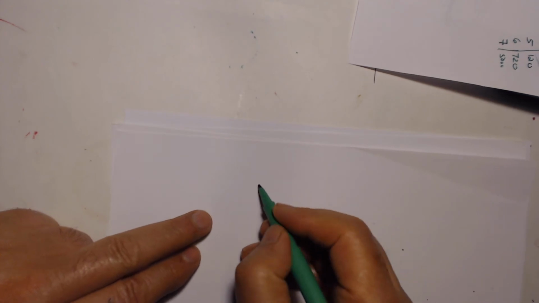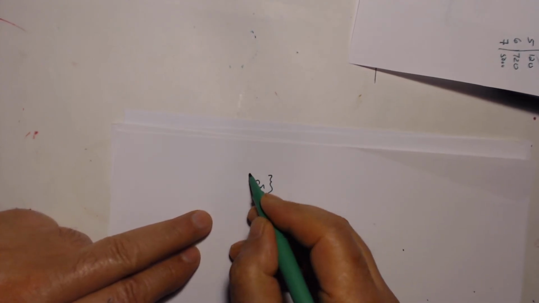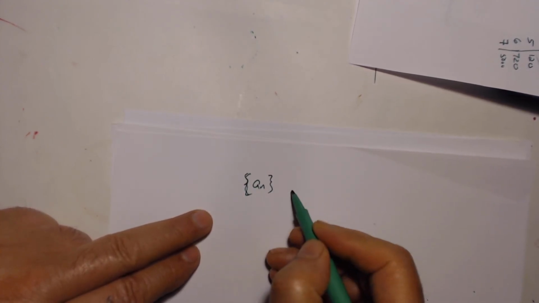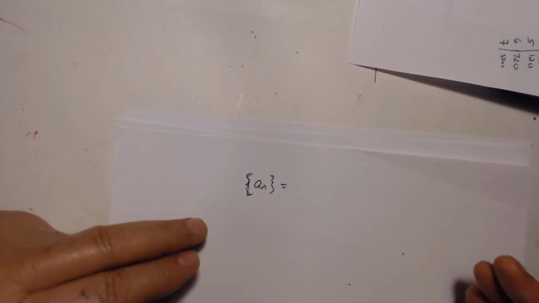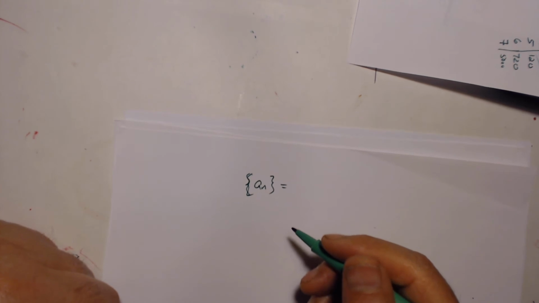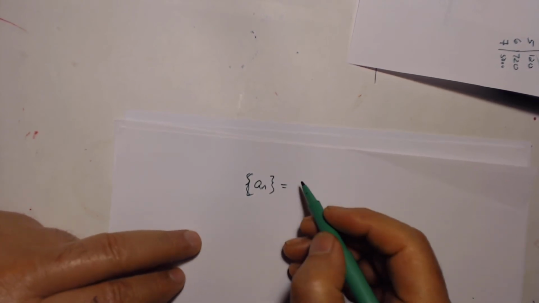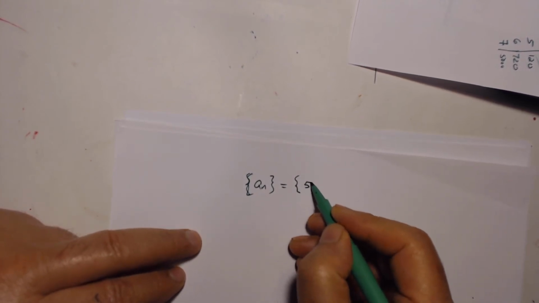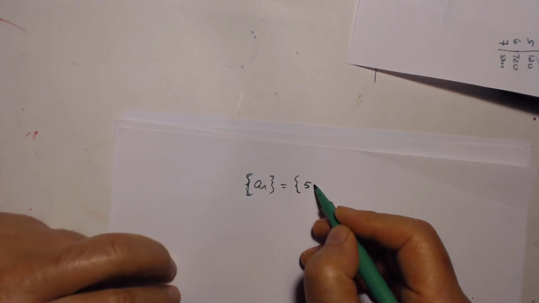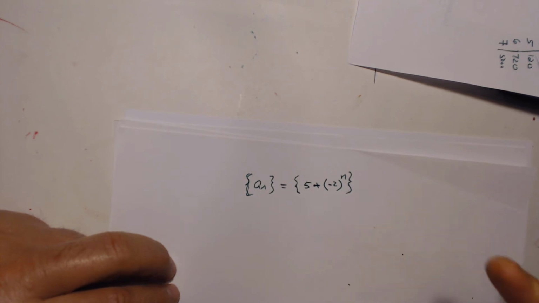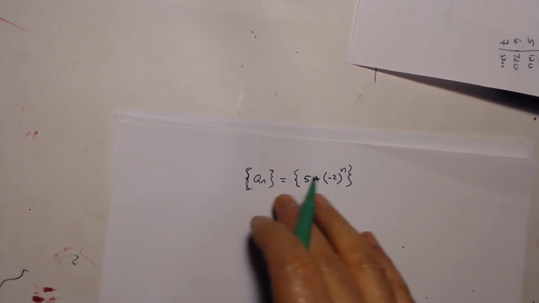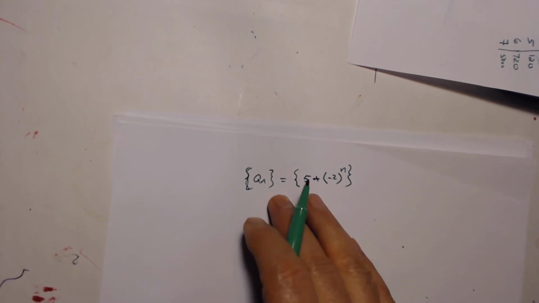Let's have something x of n. What is a sequence? A sequence is a set of numbers, and those numbers have some pattern. Therefore, I'm going to say that set includes 5 plus negative 2 to the power of n. That's the implicit form. Does this converge or diverge?